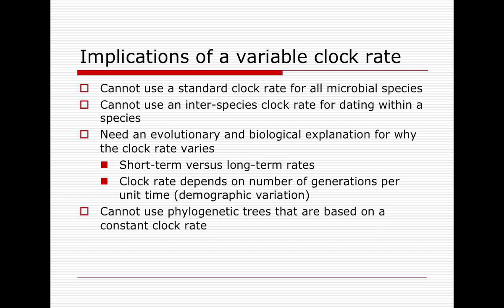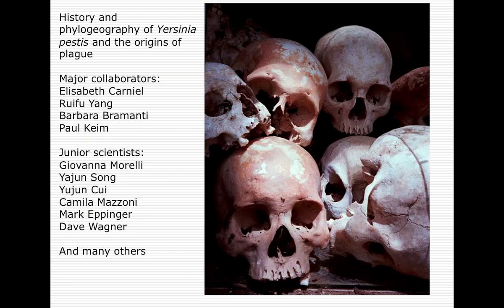And the final thing is you can't really trust any phylogenetic tree that is based on a constant clock rate. To put this into normal English, if you do a neighbor-joining tree, that assumes a constant clock rate. So you can't do a neighbor-joining tree and believe any of your calculations on the lengths of the branches if the clock rate is variable. And that makes life more complicated. I'm now going to leave theory and come back to observations.